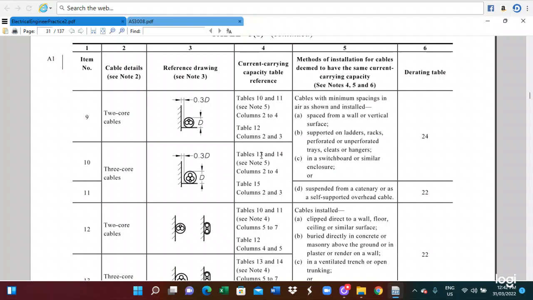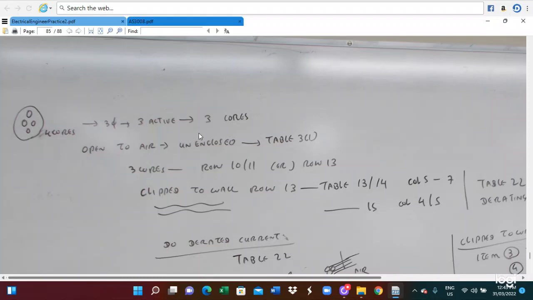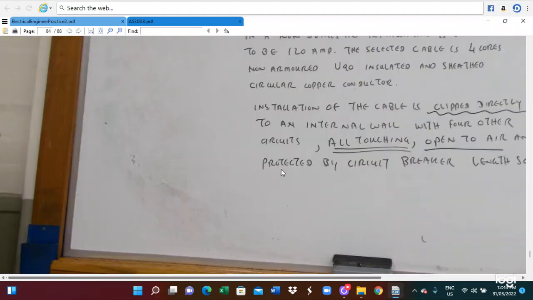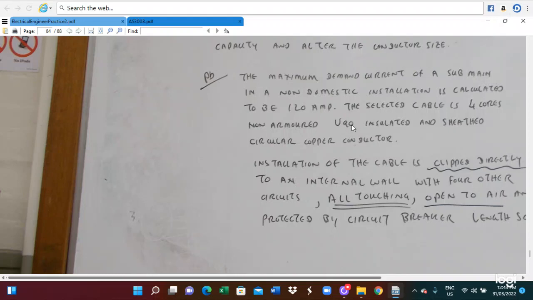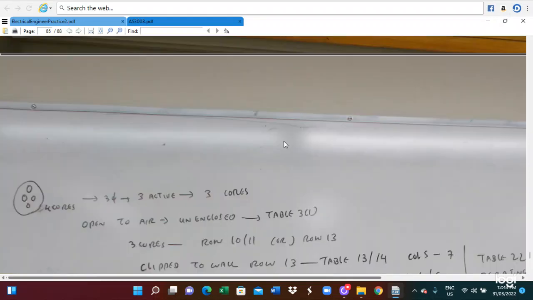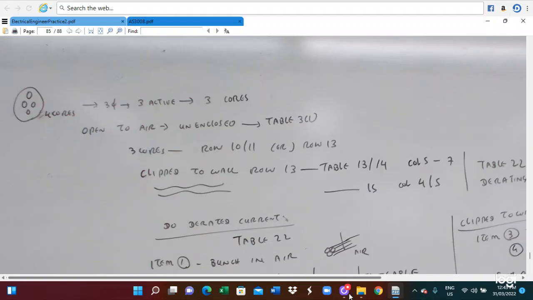In this case, table 13, 14. This is for the V90. V75, V90, and V115, these are the three. So this gives us table 13, 14, or 15 you have to select. So items 10 to 11 to be selected. So this is 3-core. In this case, the table is V75, because what is given is V90. So therefore we have to select row 13. Clipped to the wall. So in this case, clipped to the wall, row 13 has to be selected.